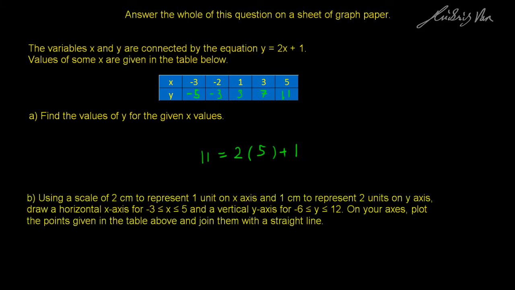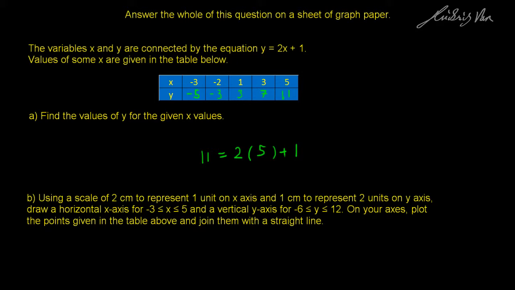Part B asks us to use a scale of 2 cm to represent 1 unit on the x-axis and 1 cm to represent 1 unit on the y-axis. Draw a horizontal x-axis for x between negative 3 and 5, and a vertical y-axis for y values between negative 6 and 12. On your axes, plot the points given in the table above and join them up with a straight line. So what this part means is draw a straight line together with its axes.